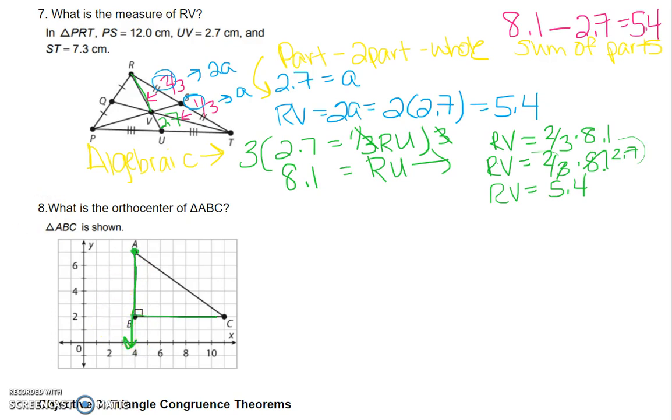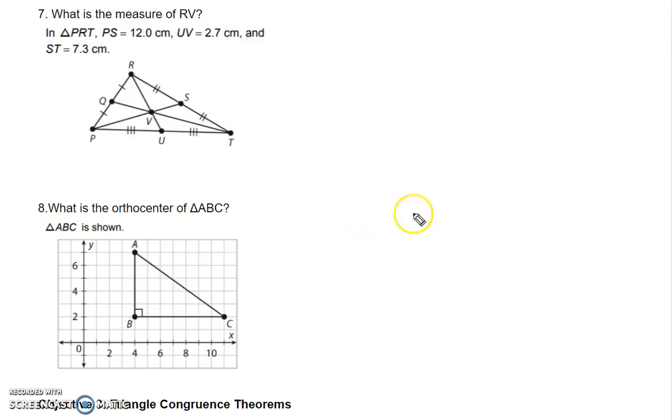If I go to point B and I draw a perpendicular to the opposite side, which is AC, that one is slanted. So I will need to find the slope of AC. So I'm going to count. I'm going down 1, 2, 3, 4, 5, down 5, and over 1, 2, 3, 4, 5, 6, 7. So my slope is negative 5 over 7.